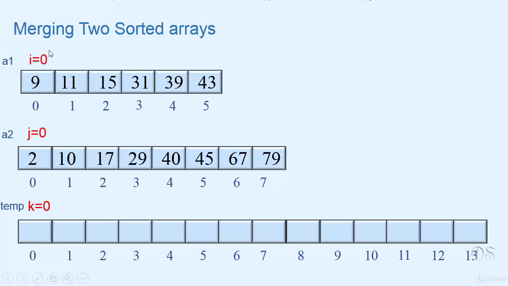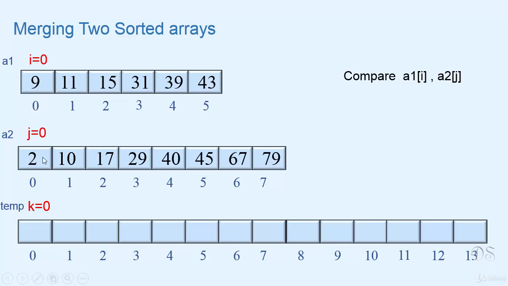We'll take three variables i, j and k to store the current index of these three arrays. Now in each step we'll compare a1[i] and a2[j], and whichever is smaller will be copied to this array at kth position. If a1[i] is smaller, it will be copied to this array and i and k will be incremented, and if a2[j] is smaller, then it will be copied to this array at kth position and j and k will be incremented. So let's start the merging process.